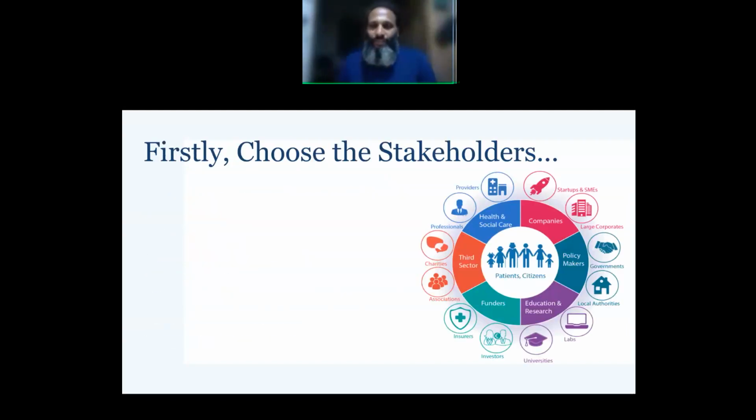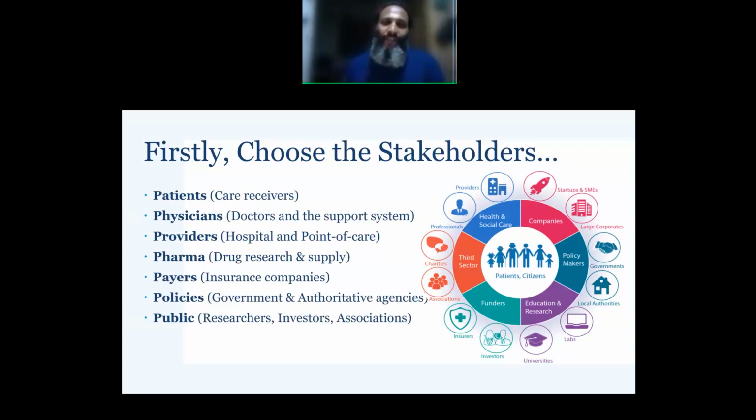Yeah. So we started off saying, let's first identify our target. Given the healthcare space is very broad and very deep, we wanted to first choose where we want to start from, right? So I had grouped different types of stakeholders into the following categories: patients, physicians, providers, pharma, payers, policies, and public. Into 7 groups. But this is not a formal grouping. I just made it because I liked that all these terms start with a P. It was interesting to see that.